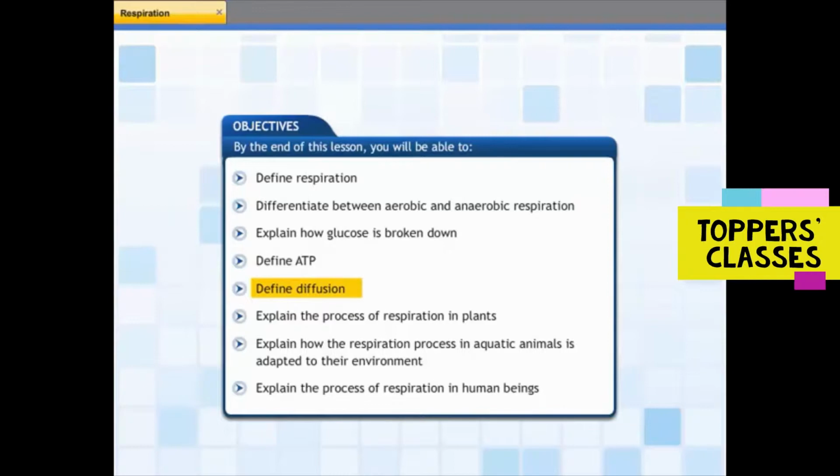define diffusion, explain the process of respiration in plants, explain how the respiration process in aquatic animals is adapted to their environment, and explain the process of respiration in human beings.